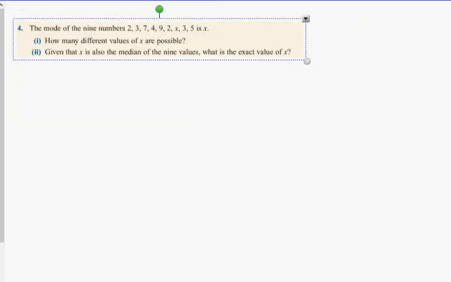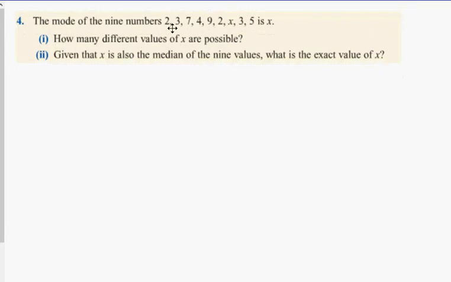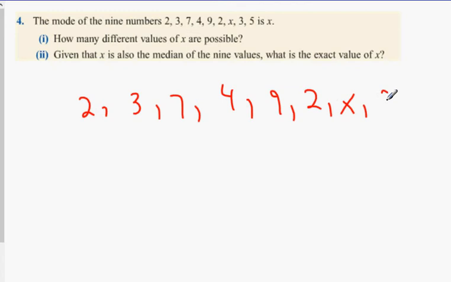Okay, number 4. The mode of 9 numbers is x. How many different values of x are possible? Okay, so here's the numbers. 7, 4, 9, 2, x, 3 and 5. How many numbers is there in total? 1, 2, 3, 4, 5, 6, 7, 8, 9.